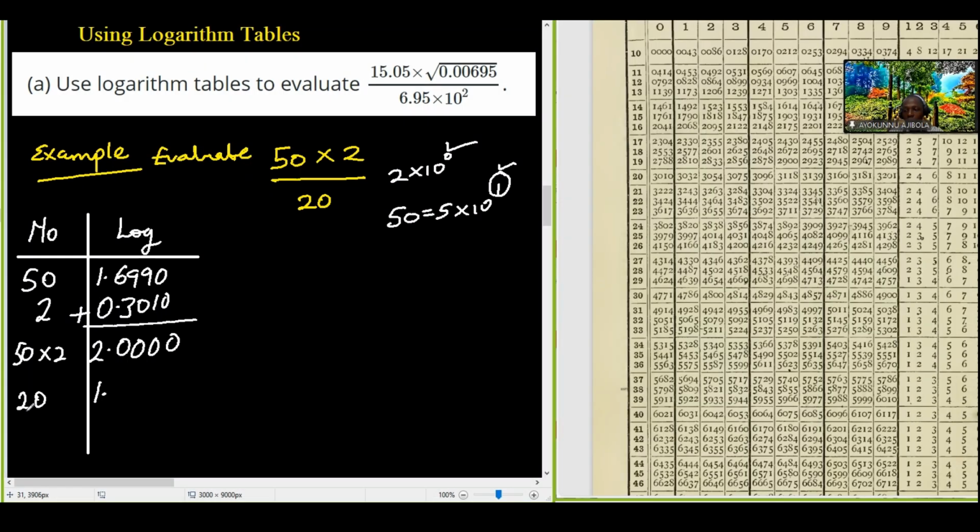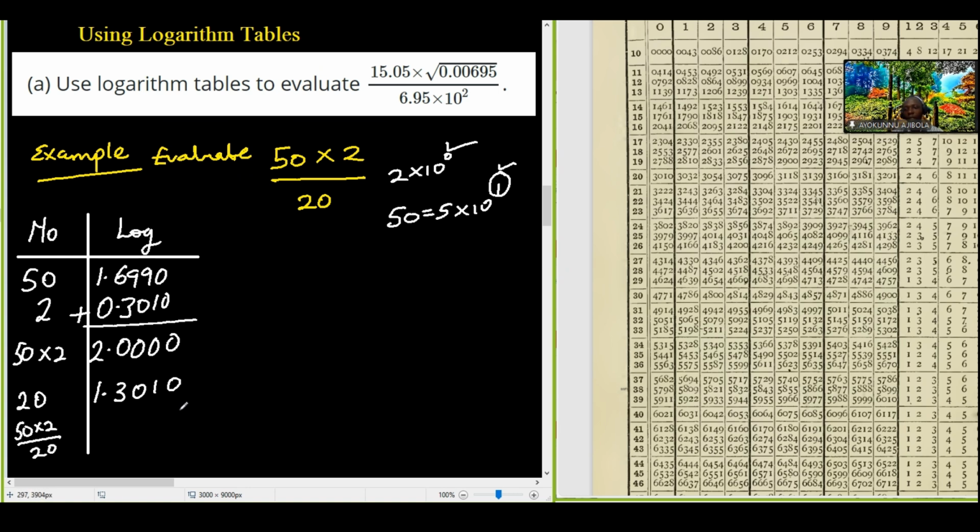Then I will go over and check log 20 under 0. So 20 under 0 is still the same 3010. So now what I added at the top, I'm going to subtract it again now because this one is division. Good. So that means 50 times 2 divided by 20 is going to give us whatever we get here.